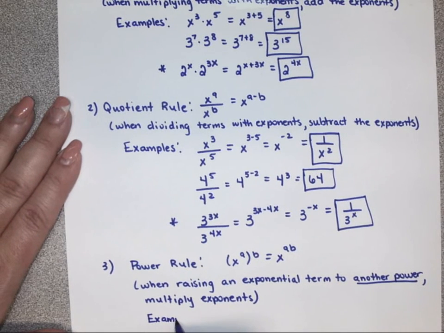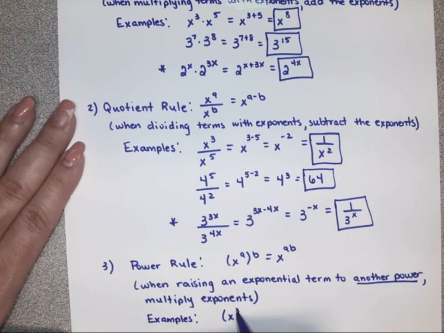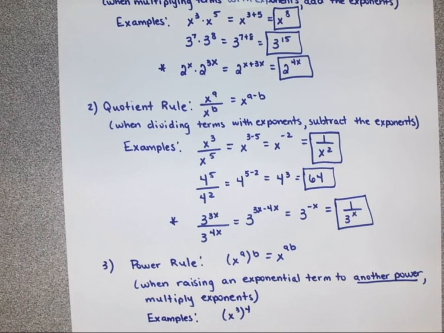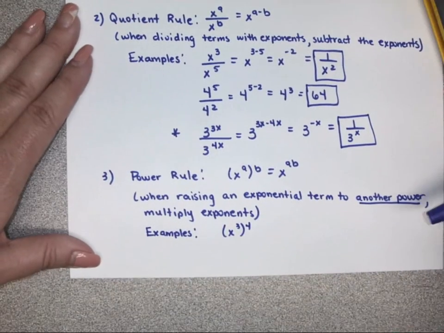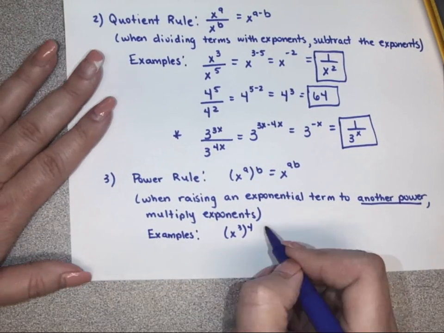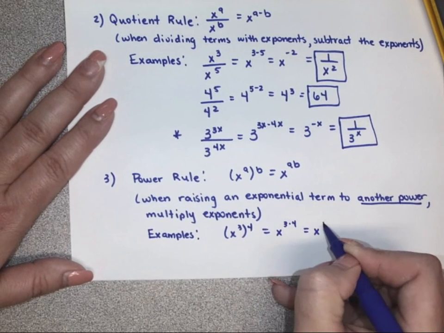So let's just do a couple examples of this one. So the old school version might look something like this. X cubed, but then to the 4th. So I would do what with those exponents? Multiply them, so it would just be x to the 12th.